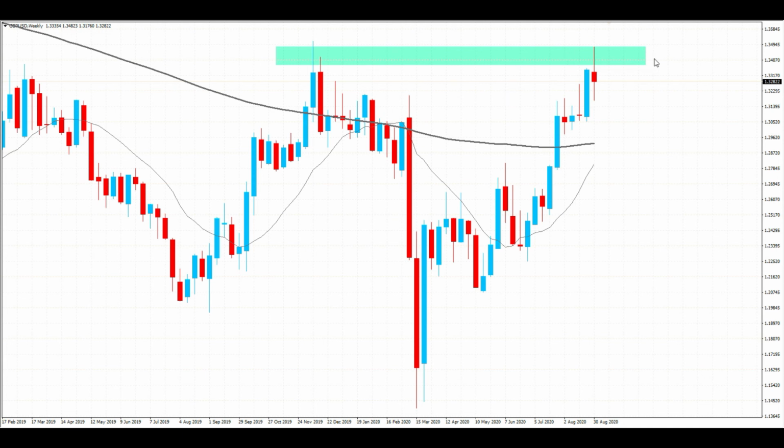Obviously, if we do get a break of this level, we could be seeing GBP/USD continue even higher. But for now, we had a strong push to the upside. We are expecting a move to the downside from this level. So next week, that's what we'll be expecting.